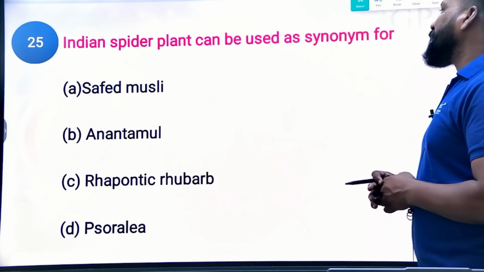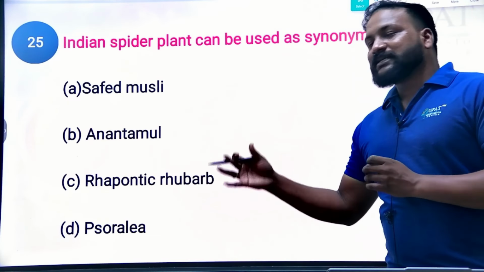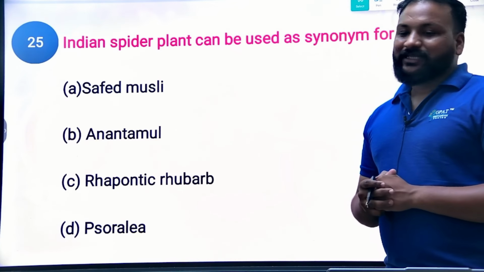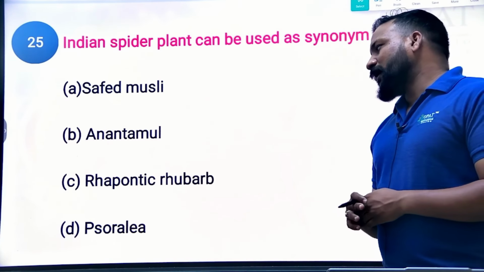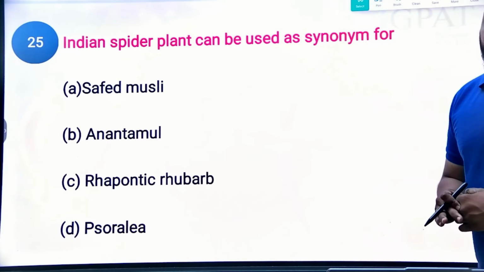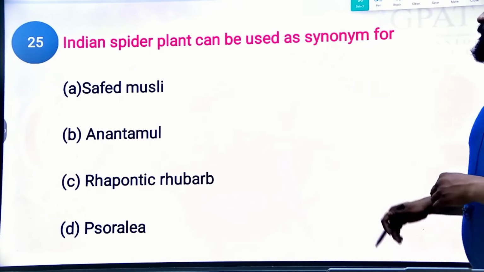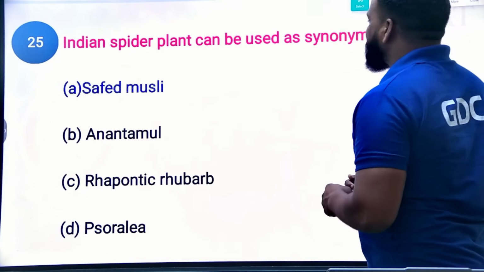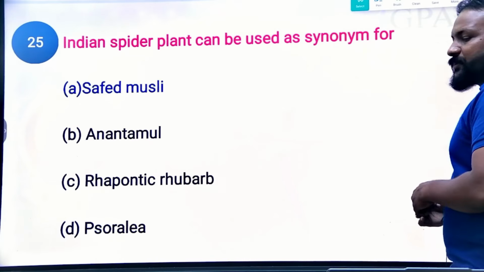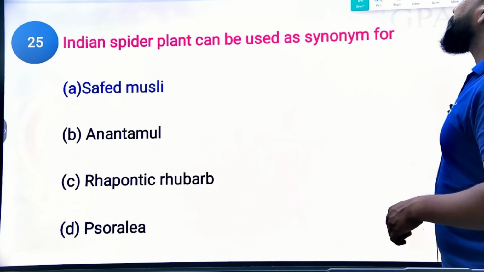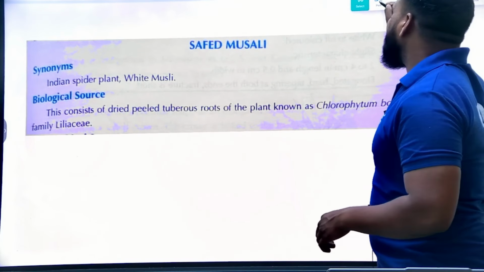Indian spider plant can be used as a synonym for which of the following? Safed Musli, Anantmool, Rauwolfia, or Asparagus? What's the right answer? Synonyms are very important, and such specific and interesting names should be remembered. Indian spider plant is mainly Safed Musli or white Musli.